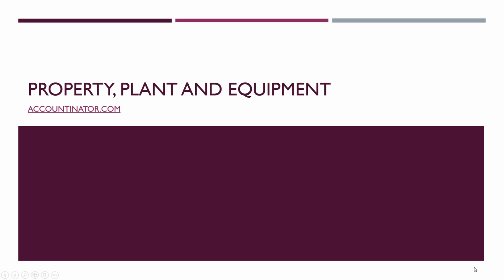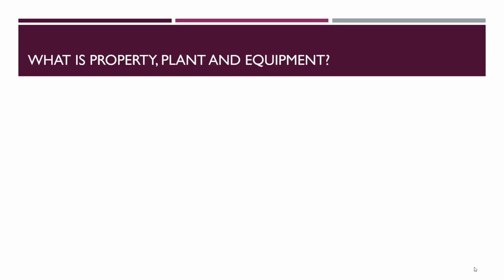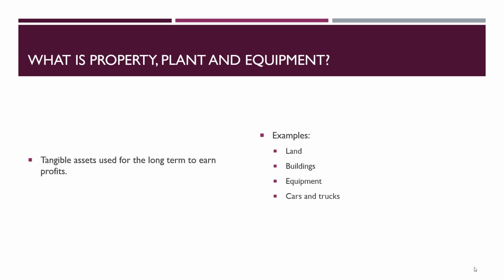In this video, I'm going to give an introduction to property, plant, and equipment and how it's accounted for. First thing to know is that property, plant, and equipment in accounting is also known as fixed assets. So what is property, plant, and equipment? Property, plant, and equipment is defined as tangible assets used for the long term to earn profits. At least that's my definition, and I think it's a pretty good definition.